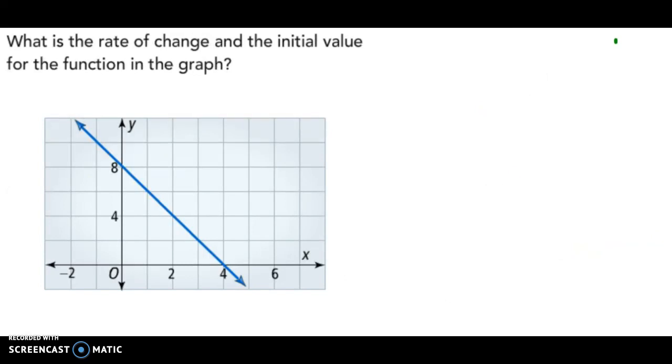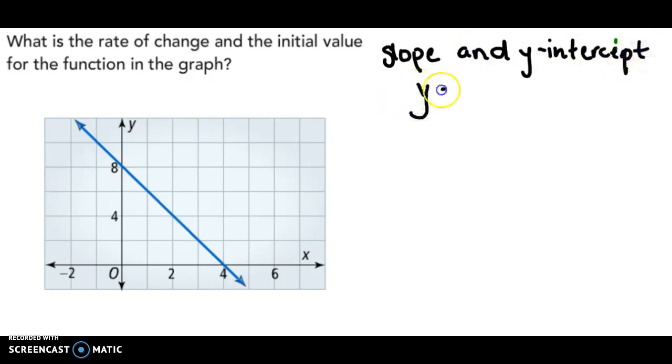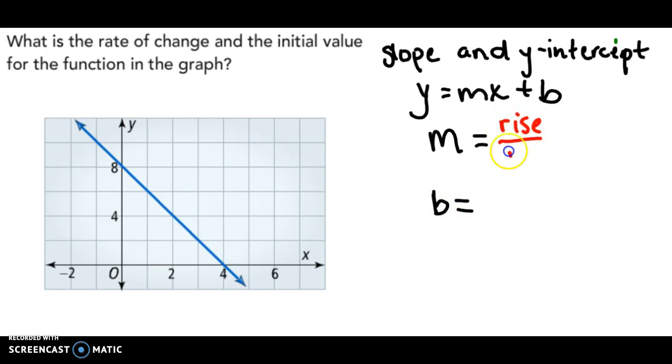What is the rate of change and the initial value for the function in the graph? So they ultimately want us to find the slope and y-intercept. So think about your equation, y equals mx plus b. We want to know what m is, and we want to know what b is. Remember, m can be found by doing rise over run when you have a graph. So again, pick 2 points that cross the grid.